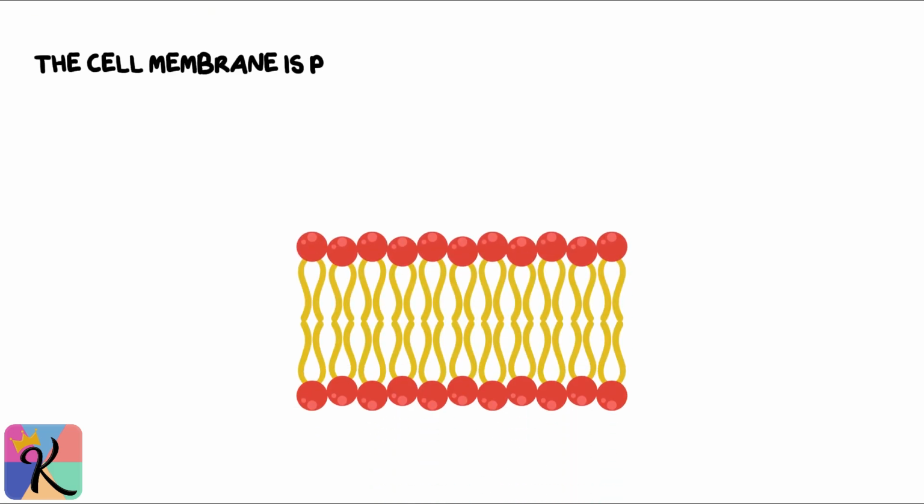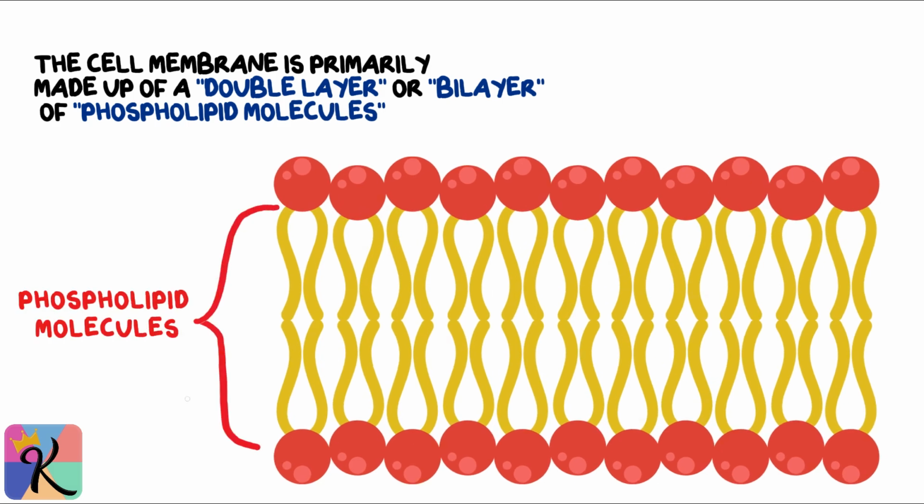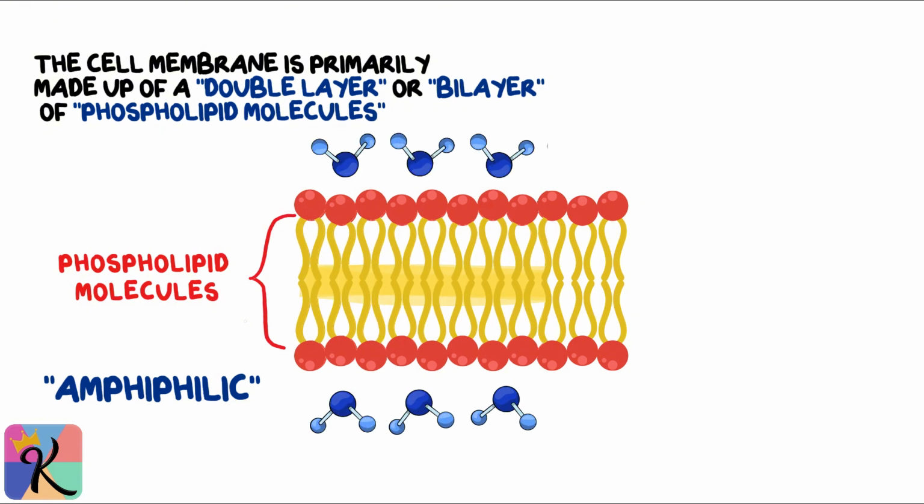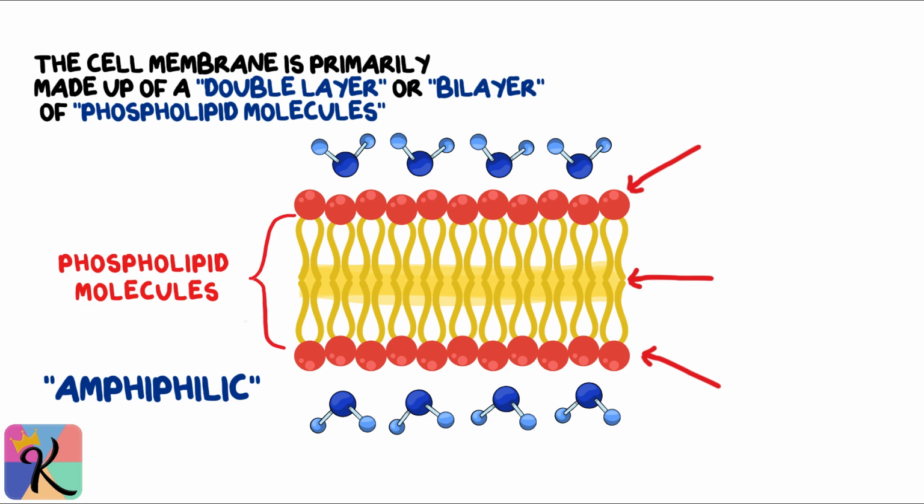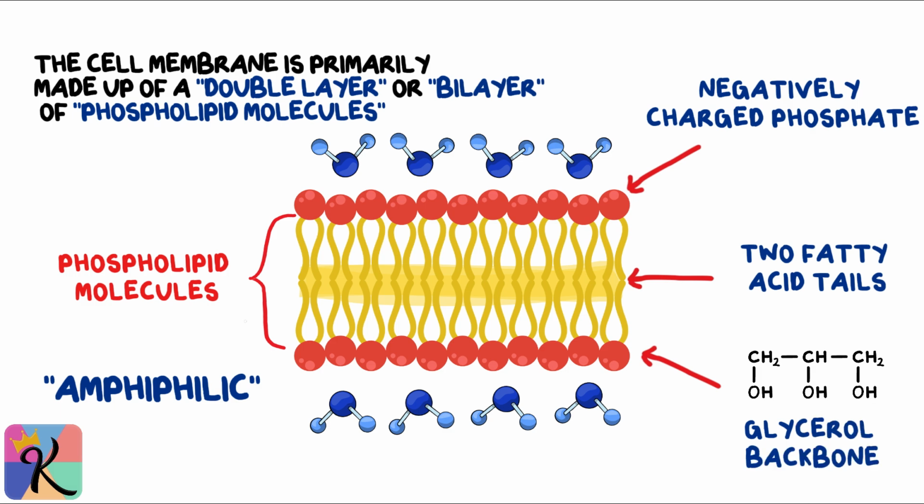The cell membrane is primarily made up of a double layer, or bilayer, of phospholipid molecules. Now, phospholipids are amphiphilic, meaning they love both water and fats. Each phospholipid consists of three parts: a head made of a negatively charged phosphate, two fatty acid tails, and a glycerol backbone that holds it all together. The phosphate head is hydrophilic. It loves water, while the fatty acid tails are hydrophobic, meaning they repel water but love fats.